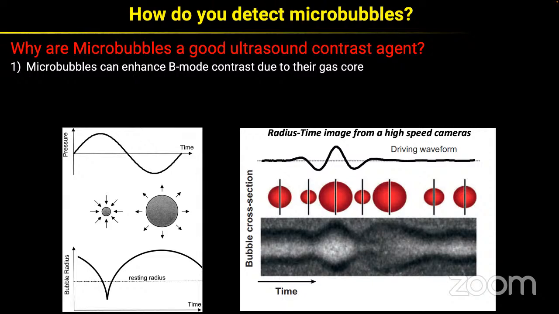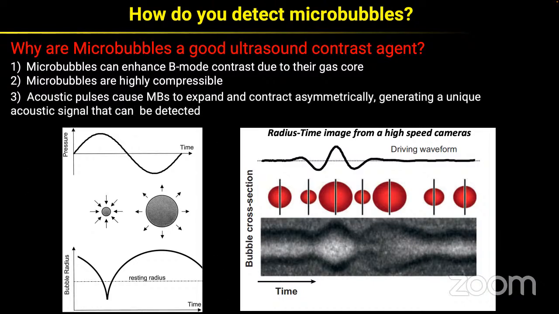And this gives kind of like a traditional enhancement. So the B mode gets a little bit brighter, but it doesn't really work that well. But the cool thing about bubbles is that they're highly compressible. And so acoustic pulses can cause microbubbles to expand and contract asymmetrically. And it generates these unique acoustic signals that we can then detect with the transducers.